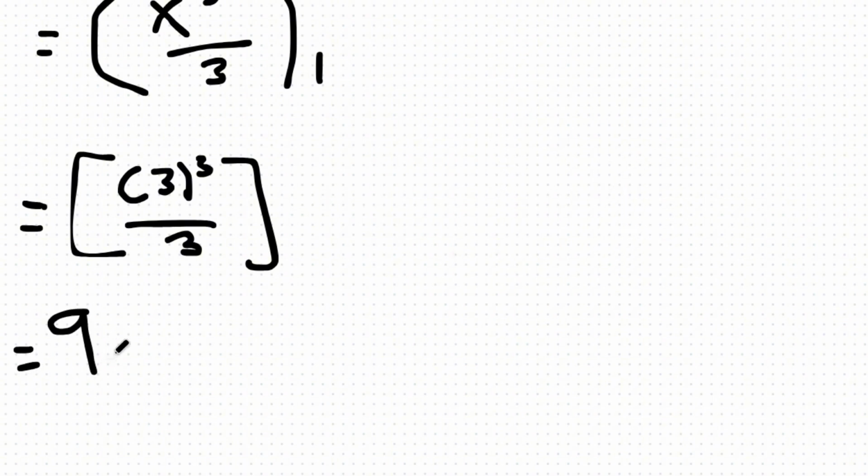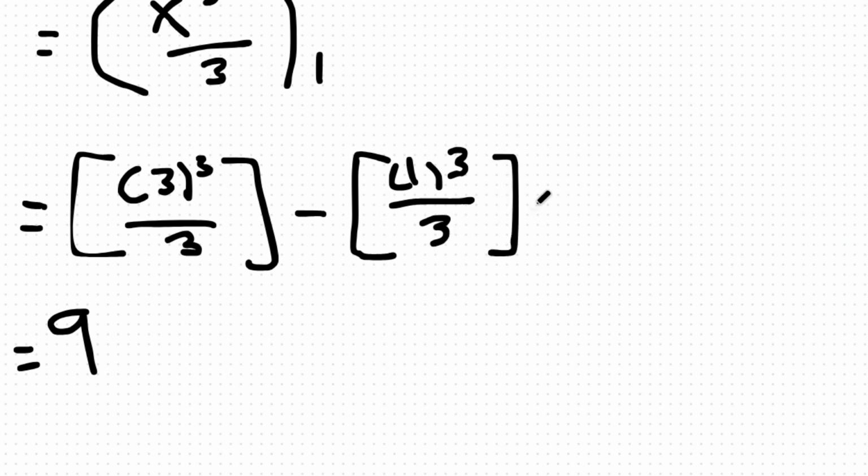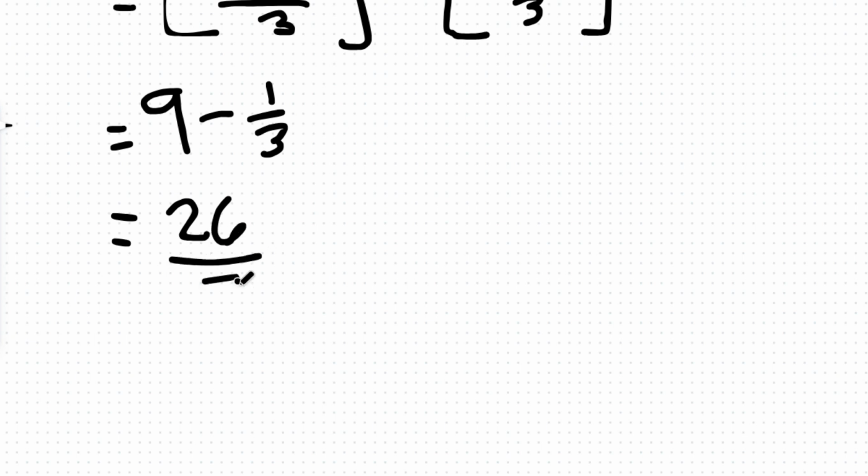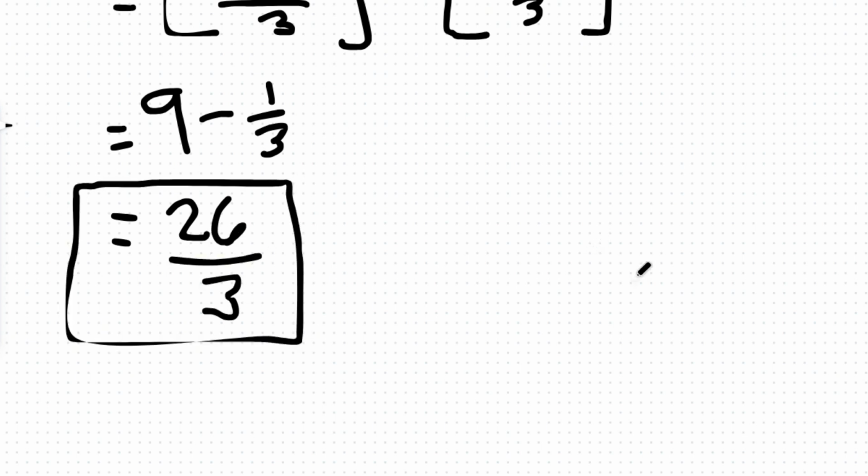Next, substitute the lower limit, which is 1. That gives us 1 cubed divided by 3 equals 1/3. Now, subtract. 9 minus 1/3 equals 26/3. That is the final answer, and that is a definite integral.